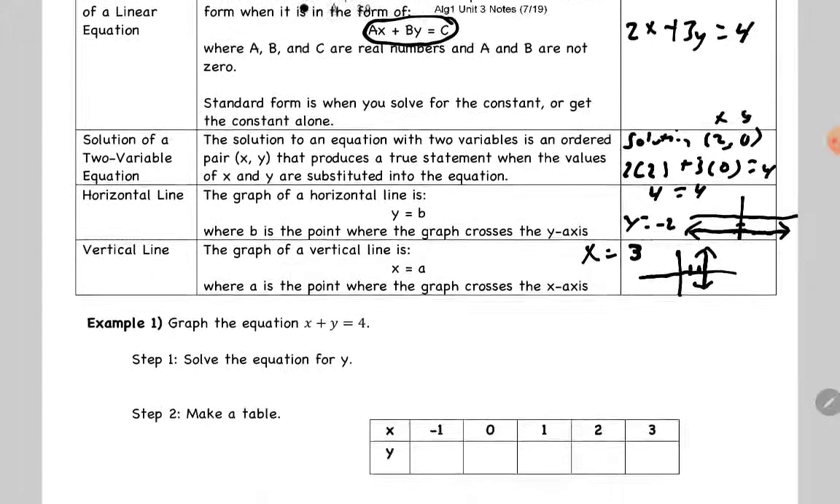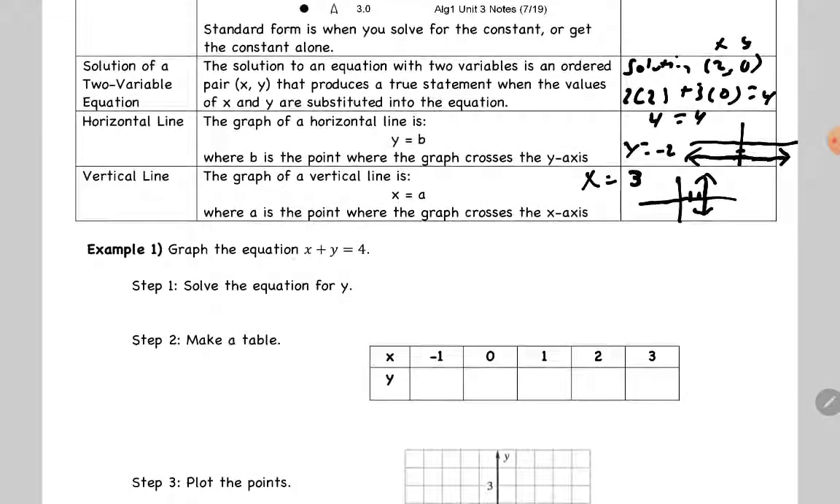What do we do if we have two variables? So graph the equation x plus y equals 4. Step 1, we always like to solve the equation for y. It makes it easier for us. So to get y by itself, I'm going to move x over. To move x over, so that we have a positive x here, to get rid of it, I'm going to subtract x. What you do to one side, you must do to the other.